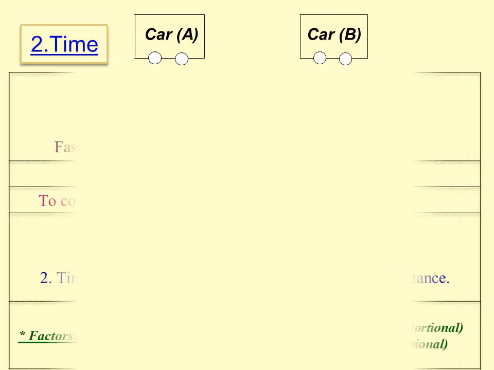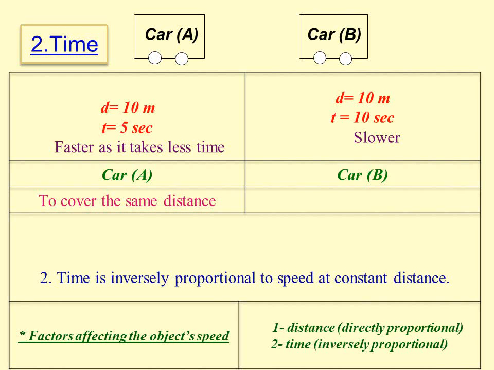Okay, we have the second factor here, time. We have car A and car B. Car A takes a shorter time and car B takes a longer time. So car B is slower than car A to cover the same distance. The second factor, the time, is inversely proportional to the speed at constant distance.